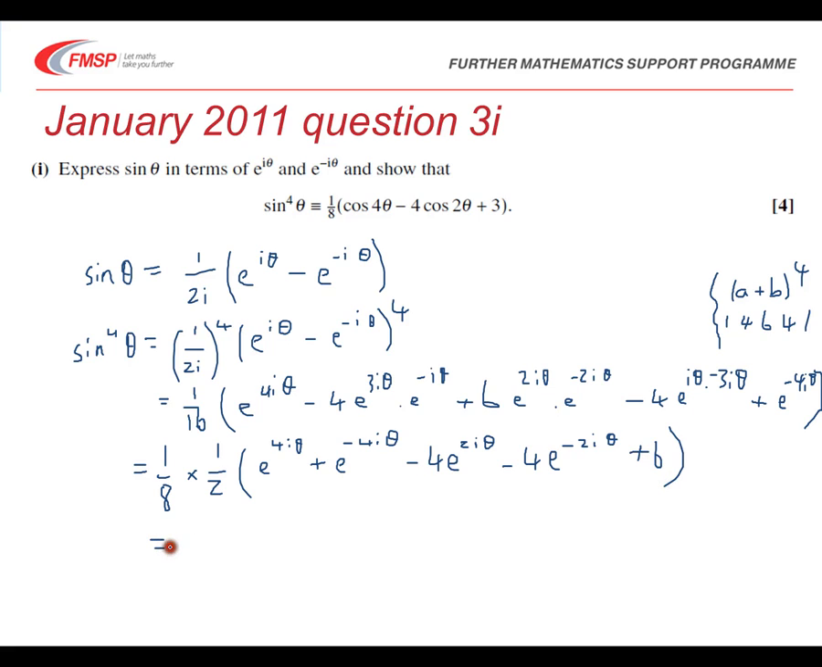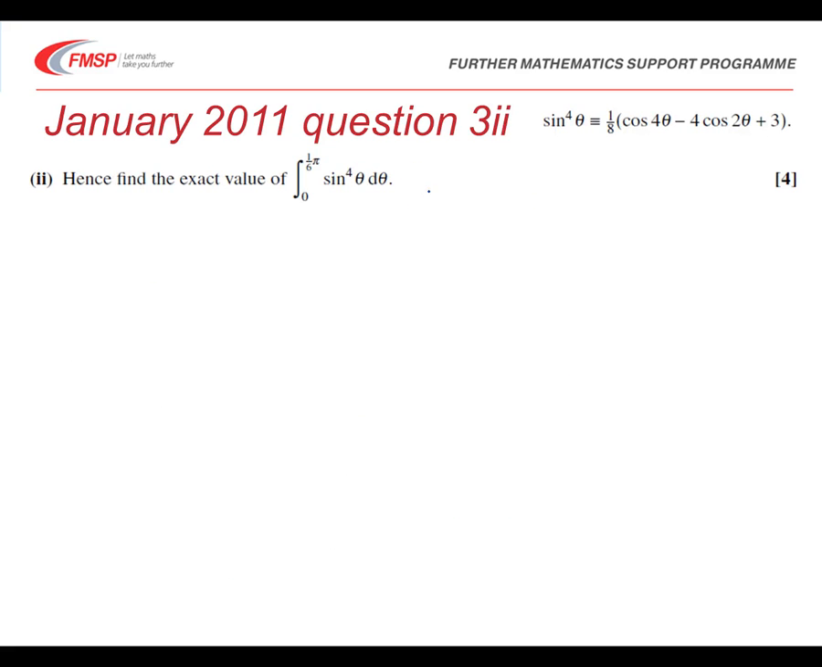And I can bring all of that together now, and I get an 1/8. A half of this is cos 4 theta, which is what we wanted. A half of this is minus 4 cos 2 theta, and a half of 6 is 3. And we should feel a warm glow that we've got the expression that we wanted on the right hand side.